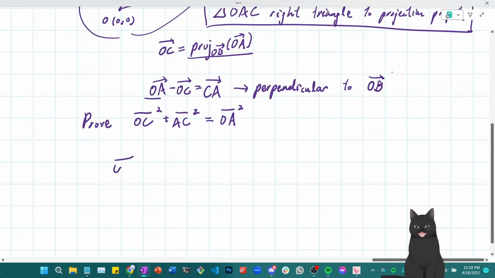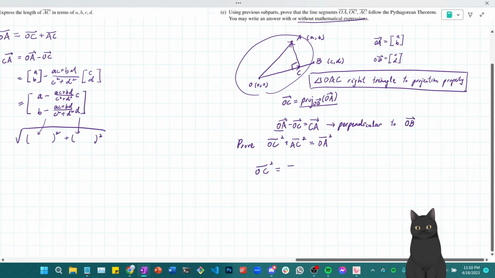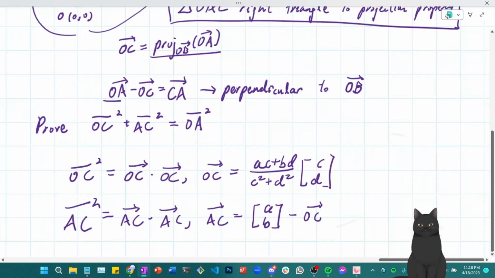First of all, notice that OC squared is equal to, well, we have written this expression before, right? It is equal to the dot product of OC with itself, where we see that OC is equal to this very complicated expression, (AC plus BD over C squared plus D squared) times (C, D). AC is even more complicated. The dot product identity stays the same, but AC is equal to AB minus OC. And that is slightly annoying, because we have to then expand out a whole lot of things.